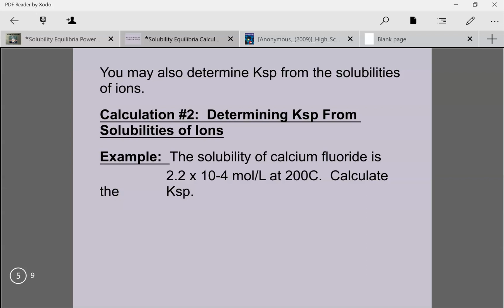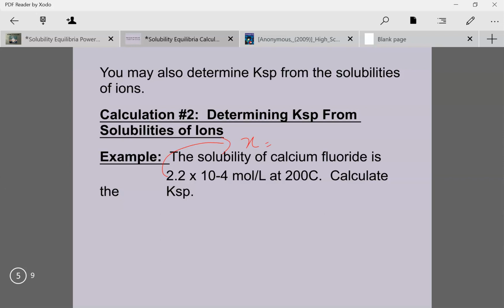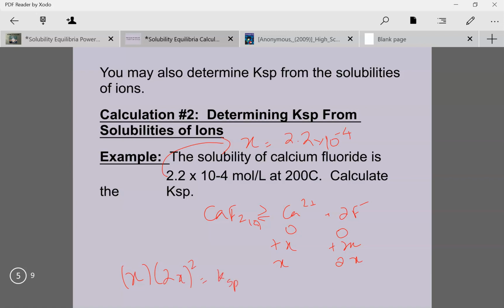And this is basically going in reverse. So the solubility is 2.2 times 10 to the power negative 4. This is basically giving you your x value, 2.2 times 10 to the power negative 4. This is the maximum number of ions that could be dissolved. So again, CaF2 solid, calcium 2 plus, 2 fluoride minus, you know, the usual. You could do a 0, 0, plus x, plus 2x, x, 2x. Again, x times 2x squared equals KSP, which implies that 4x cubed equals KSP.